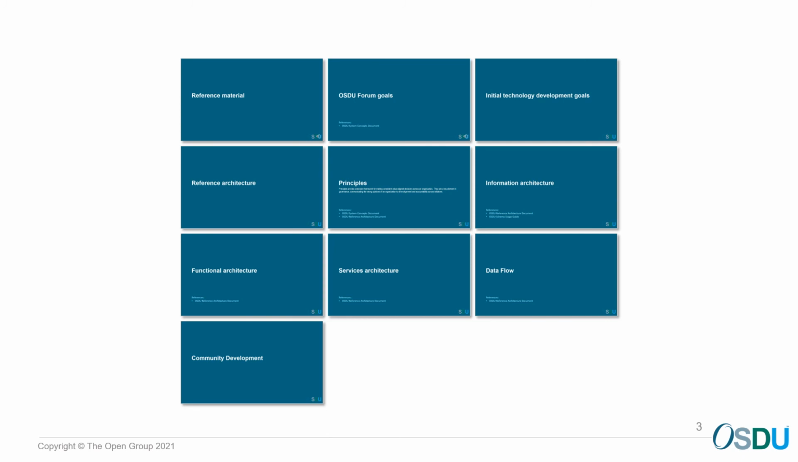We'll then go into the OSDU Forum goals, discuss some of the initial technology development goals, move into the reference architecture covering principles, information architecture, functional architecture, services architecture, and data flow. And finally, we'll close with an introduction to the community development that's building the data platform.